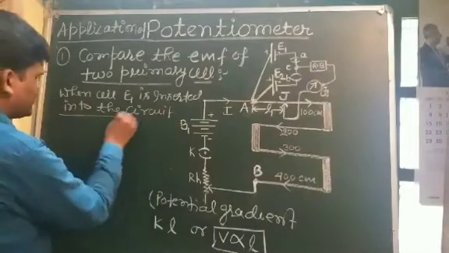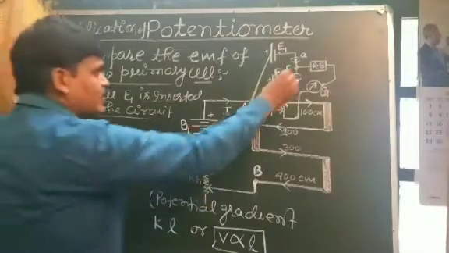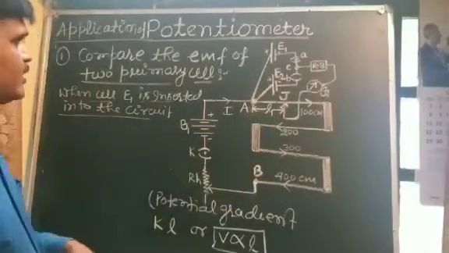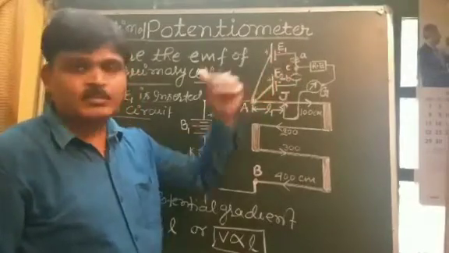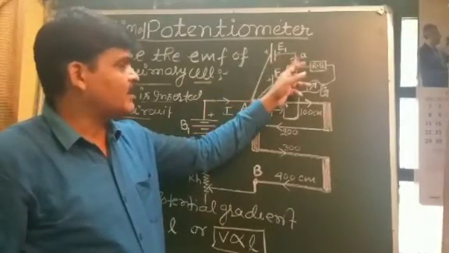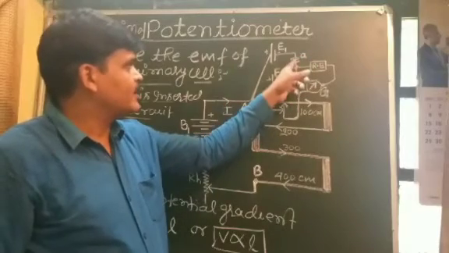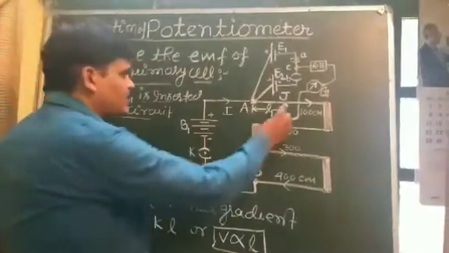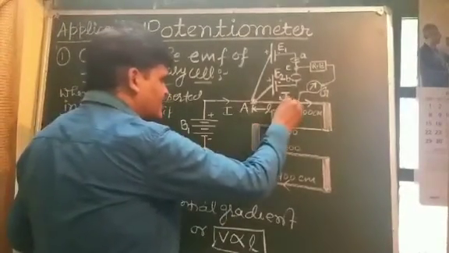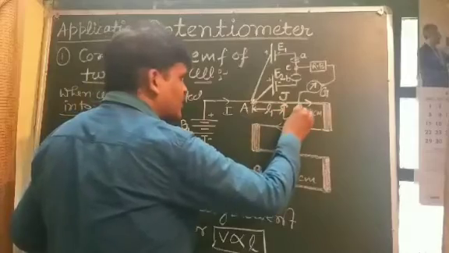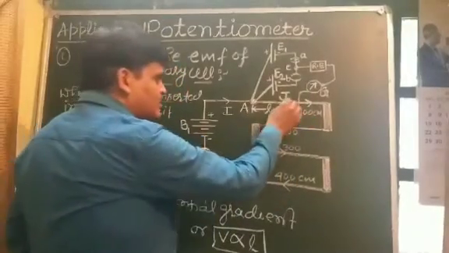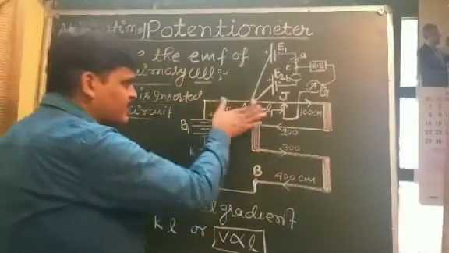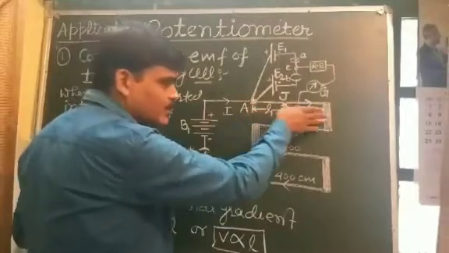When cell E1 is inserted into the circuit, it means the key is closed between A and C, and now the first cell, whose EMF we have to find, is inserted into the circuit by inserting the key in between A and C. Now, students, touch the jockey on the potentiometer wire, as in the case of the meter bridge. This auxiliary circuit sends a constant current into the potentiometer wire. There will be a drop of potential.